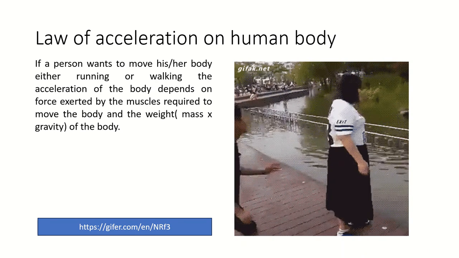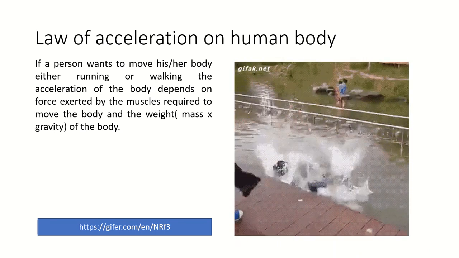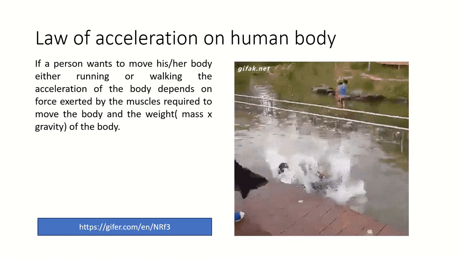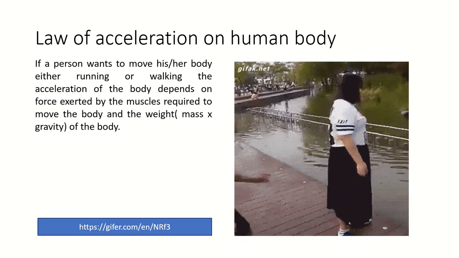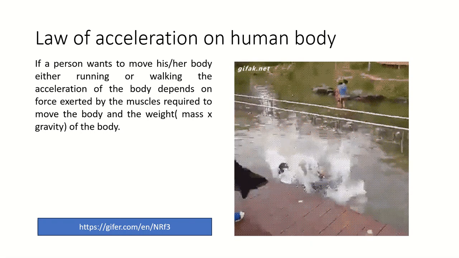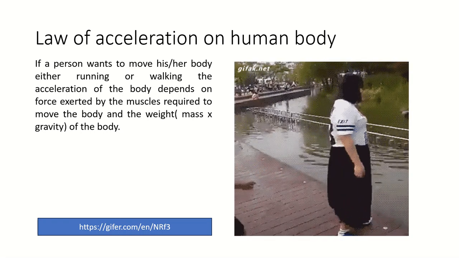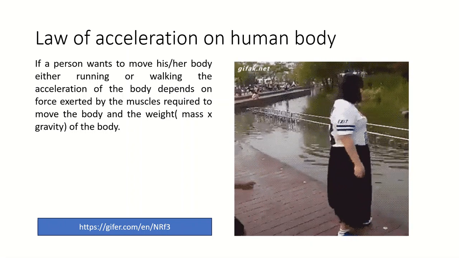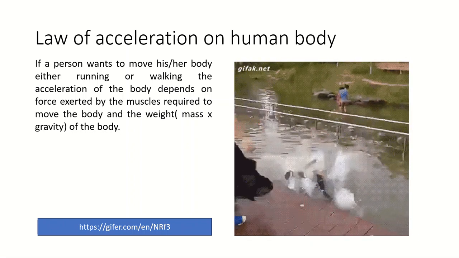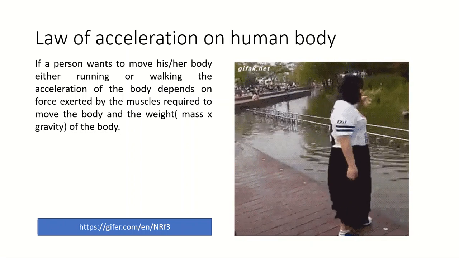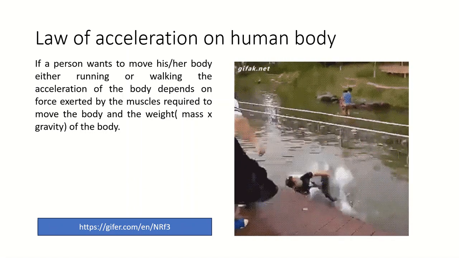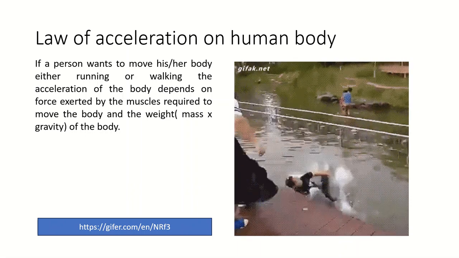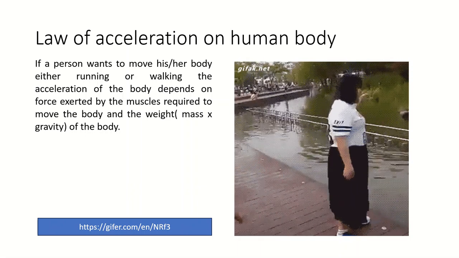Look at the video. A person is trying to push another person, but because of the more amount of internal force in person B, she threw him out into the water. If a person wants to move his or her body, either running or walking or pushing in our condition, the acceleration of the body depends on the force exerted by the muscle required to move the body and the weight. Substituting, F is equal to ma becomes F is equal to weight into gravity into the acceleration.